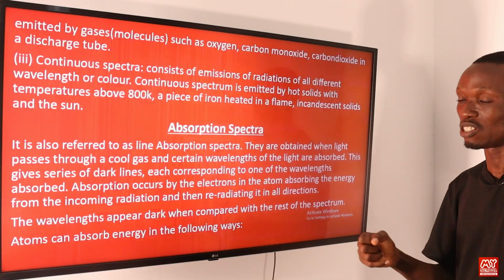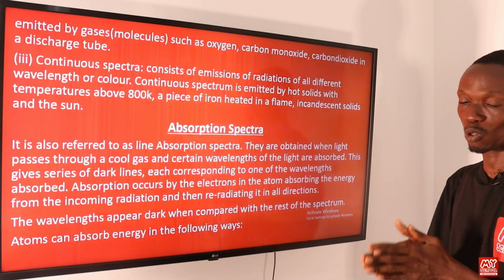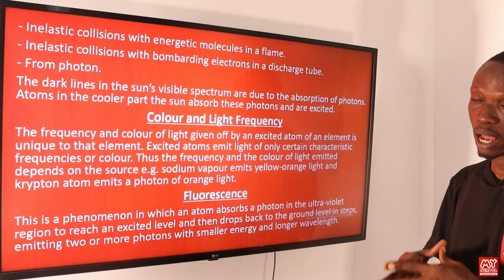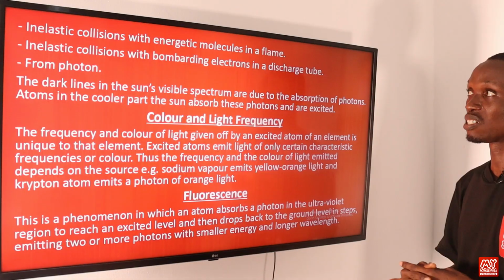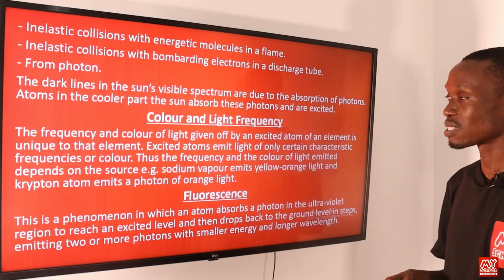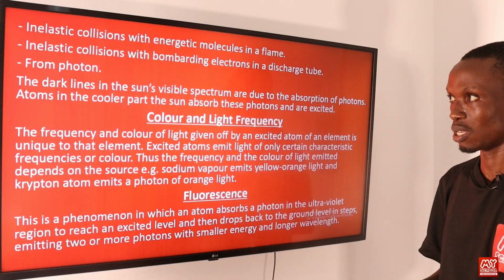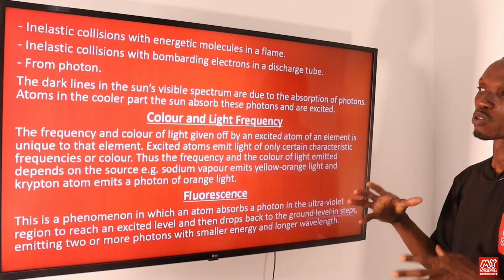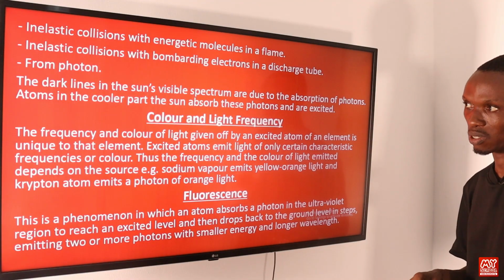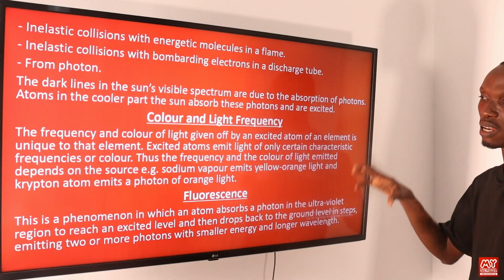Atoms can absorb energy in the following ways. Let's move to the next slide to see them. One, inelastic collision with energetic molecules in a flame. Two, inelastic collisions with bombarding electrons in a discharge tube. And three, from photons. The dark lines in the sun's visible spectrum are due to the absorption of photons. Atoms in the cooler part of the sun absorb these photons and are excited.